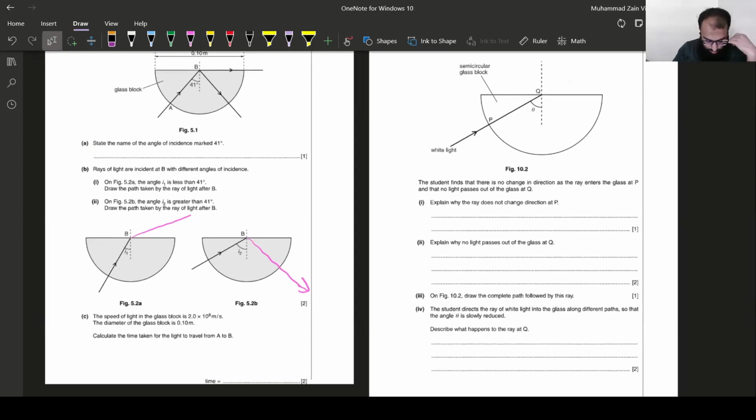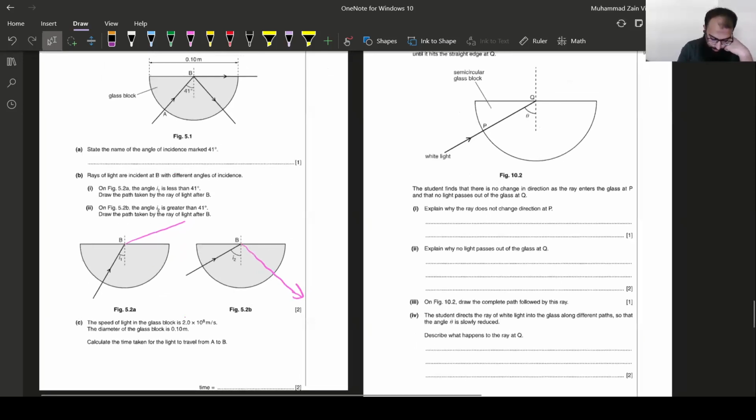Now the next part: they've given me the speed of light in the glass block and the diameter of the glass block. So they've given the distance and they've also given the speed. I just need to find the time. I know the formula, speed equals distance over time. From that, I just get my answer.